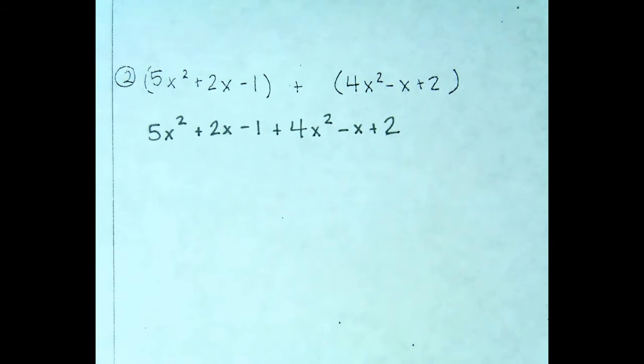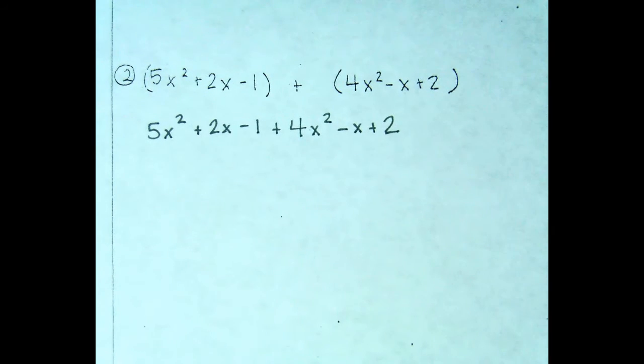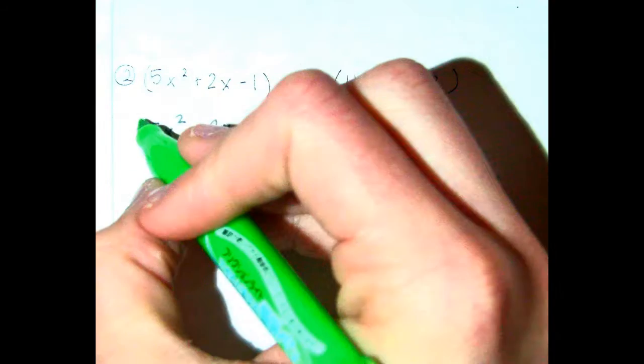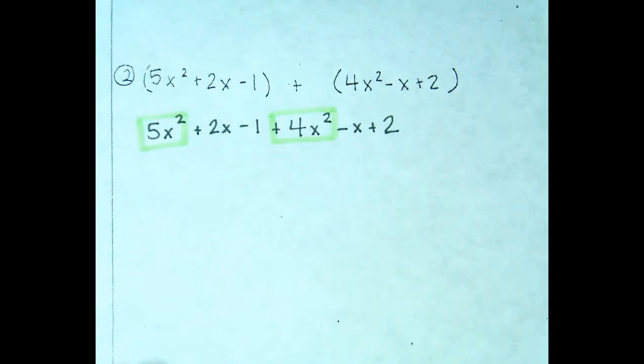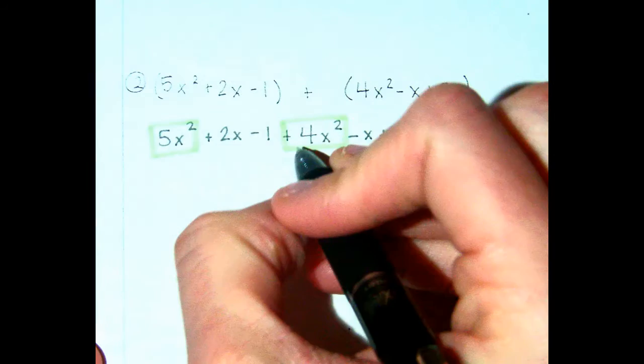Now that I've brought both of them down, what can I do to combine these polynomials? Okay, combine like terms. Somebody tell me some like terms. How do I combine them again? Add the coefficients. What is 5x squared plus 4x squared?